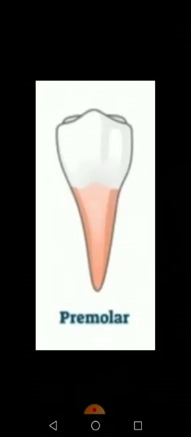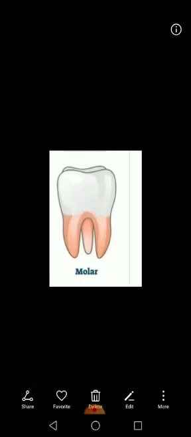Now come towards the third one, and that is the premolar. They are located next to the canines, and they are also used for chewing or grinding the food. There are four in the upper jaw and four in the lower jaw. So this was premolars. Now come towards the fourth type, that is the molar.